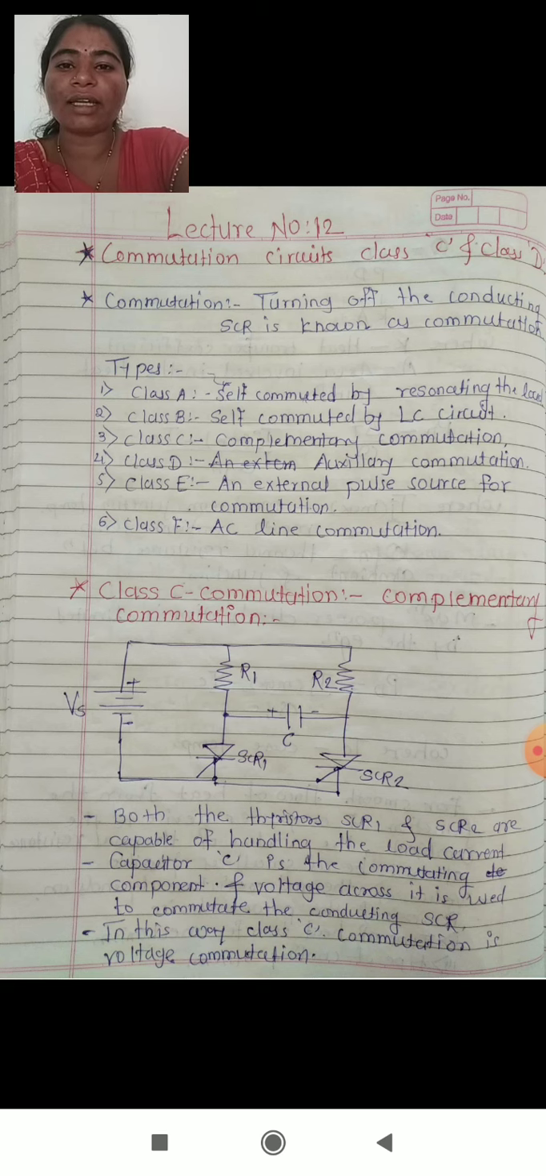The last point from unit number 1 is commutation techniques. First question arises: what is commutation? Commutation is nothing but the turning off of a conducting SCR.